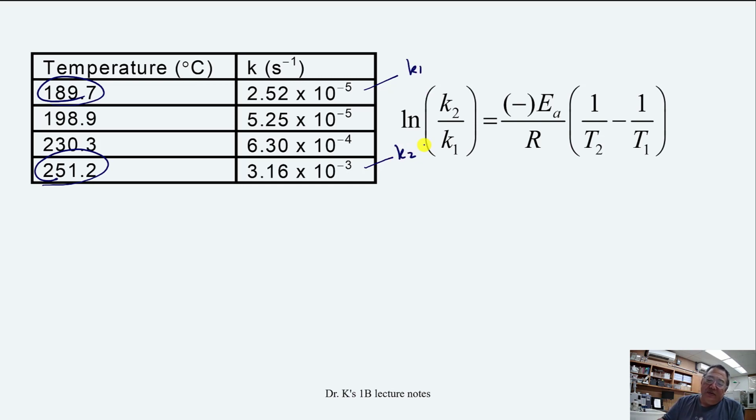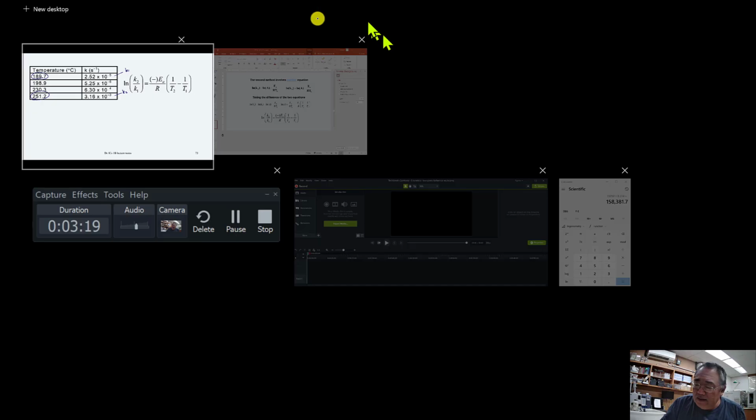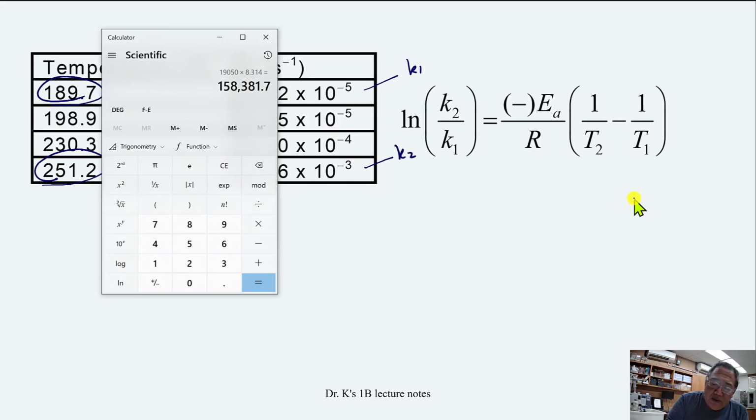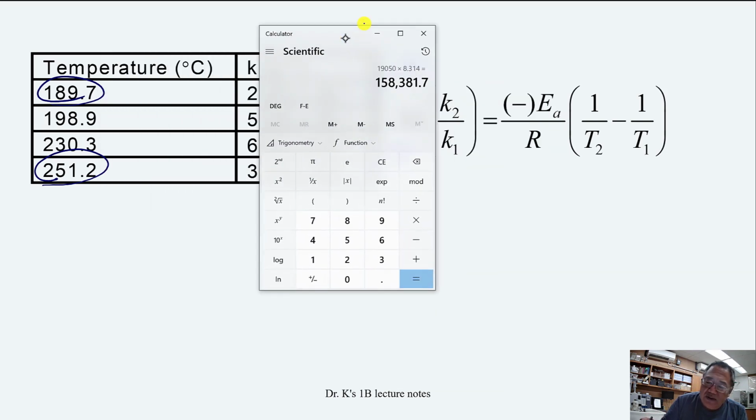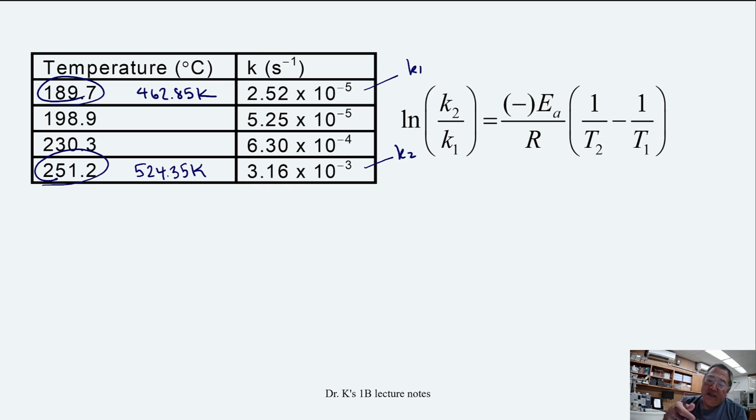So I need the temperature in Kelvin, so I'm going to have to calculate that. Let me grab a calculator here and write these values down, and you can do it as well. In fact, I'll pause it so that you can. Okay, so those are the Kelvin temperatures.